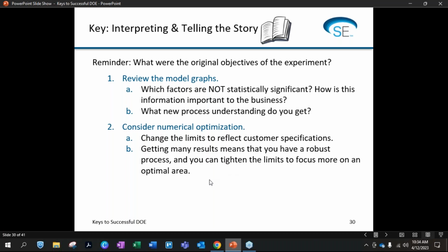Also, people are always telling us that they get a lot of results, like they might get 100 solutions. That means that your process is robust to the limits that you set. So you might tighten up the limits to focus on a more optimal area. So tightening the limits is the way of reducing the results, but you might also just have a robust area. So let me get to a picture on that shortly.